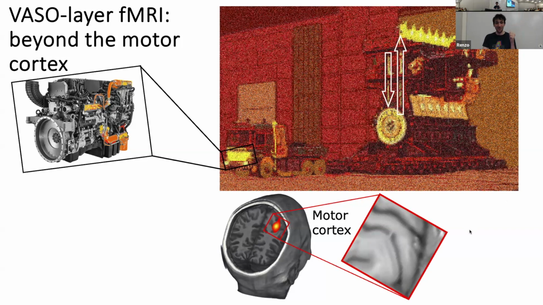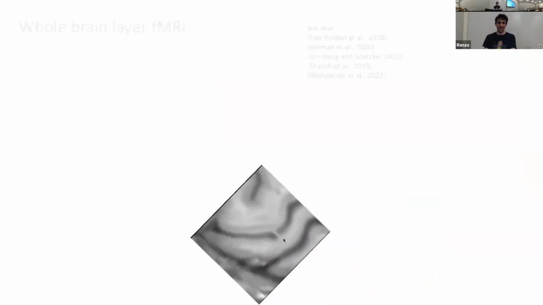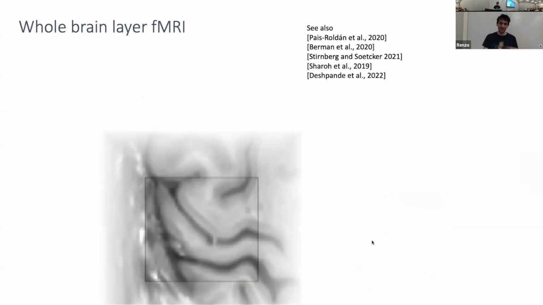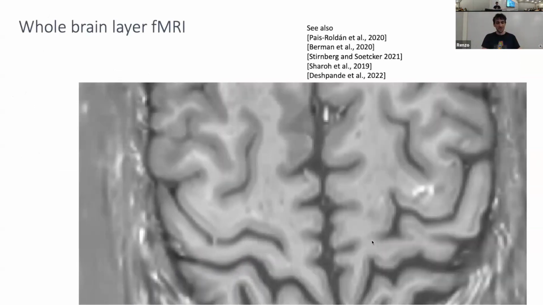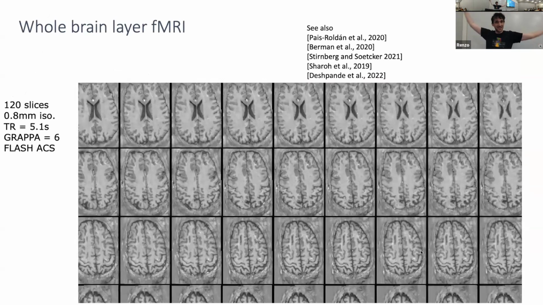Now, for layer fMRI to really work across areas, we need to look at regular sized cortices and how they're embedded in a given system. Namely, it's not enough to just cover the motor cortex. We need to see how the motor cortex is embedded in the sensory motor system and how the sensory motor system is embedded in the rest of the brain.